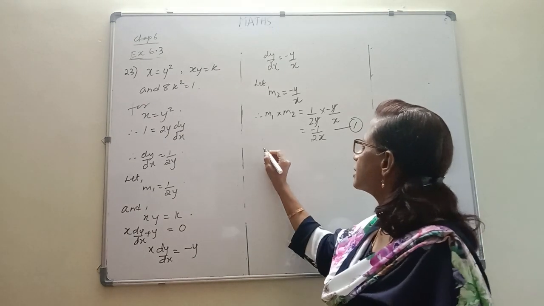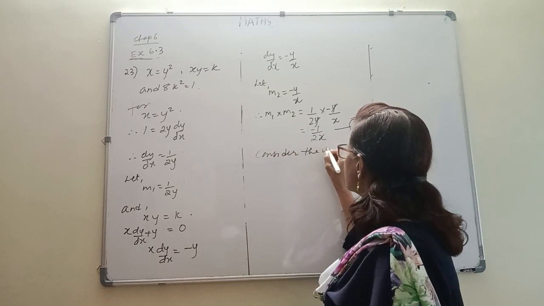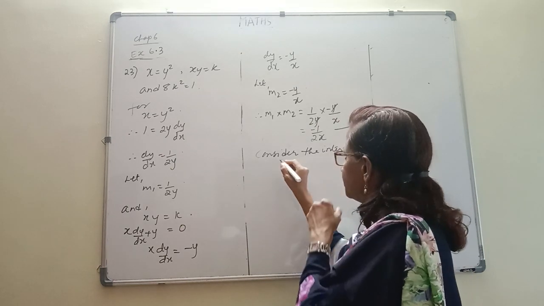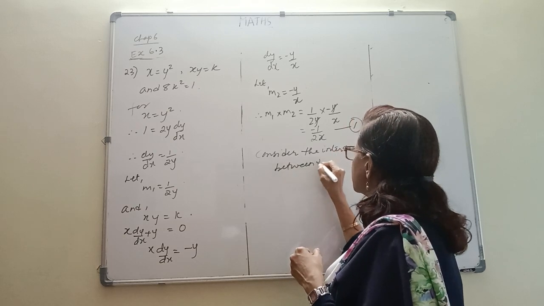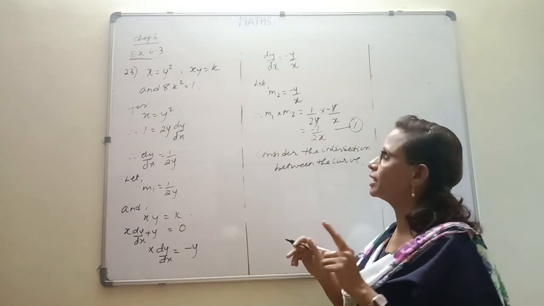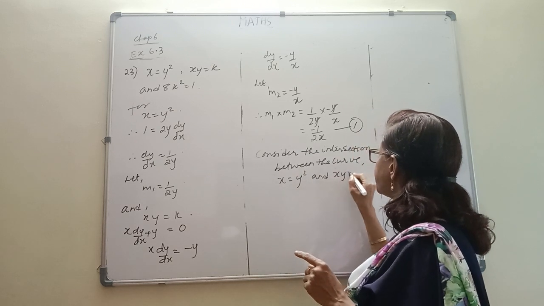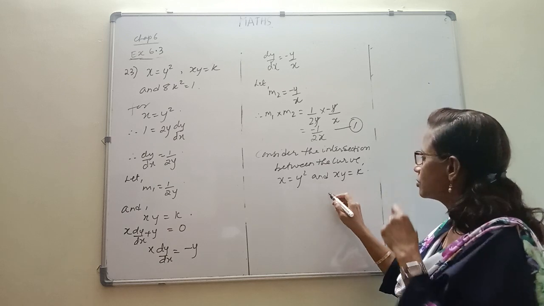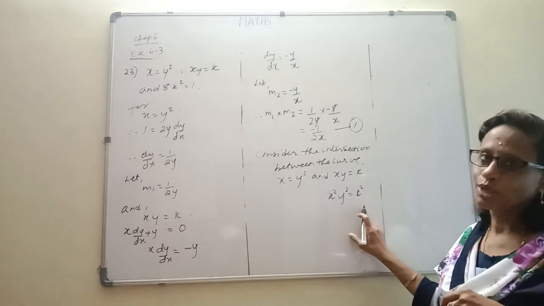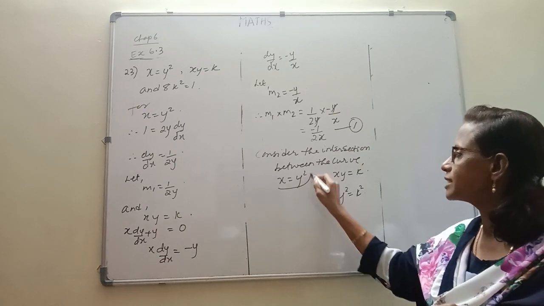So we'll consider the intersection between the curves. Intersection means you can always substitute one in the other. So x equal to y squared and xy equal to k. If we square this, we get x squared y squared equal to k squared. Why am I doing that? Because we know the k squared value, so it will help us get the value. So x squared y squared equals k squared, and y squared is x, we know.